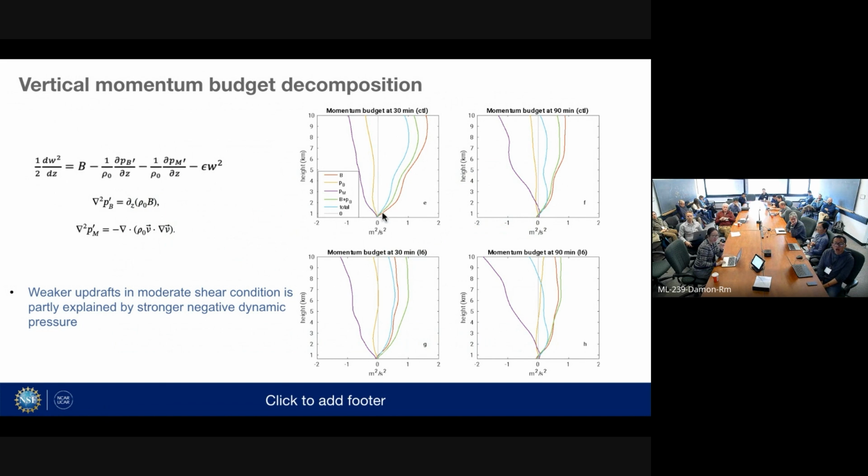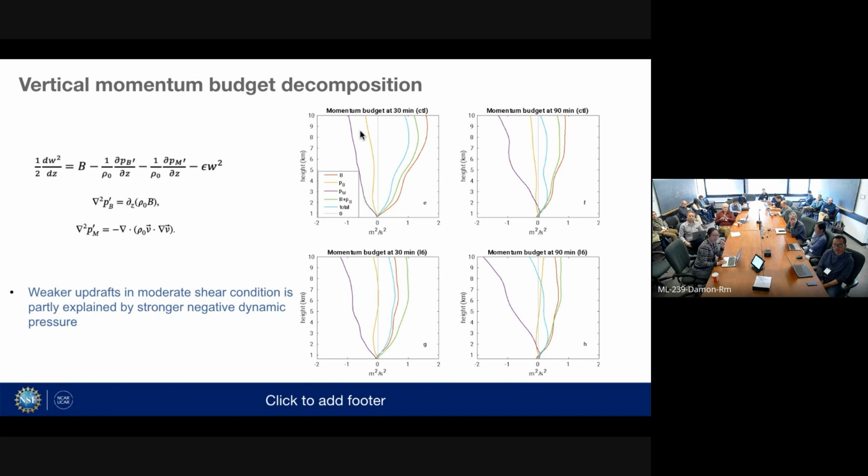I just want to draw your attention to two curves. One is this green curve. This green curve is the effective buoyancy term that determines how fast the cloudy updraft goes in the atmosphere. That is the positive acceleration. We can see that this effective buoyancy term is relatively similar between the control and L6 cases at both 30 minutes and 90 minutes. And what's most different is this purple curve.